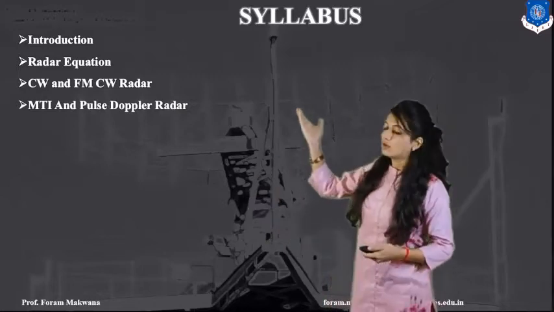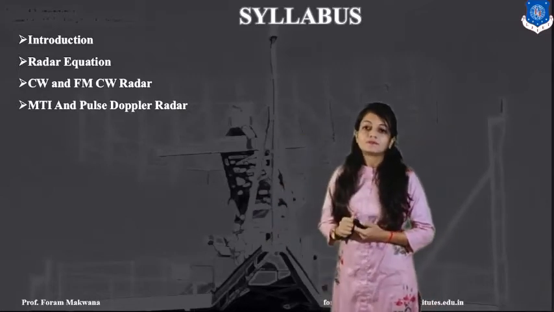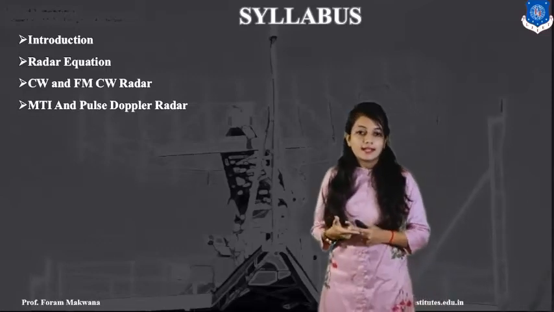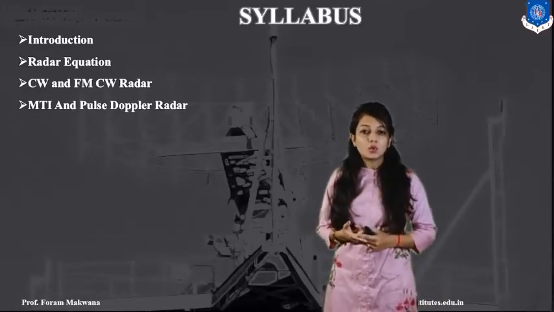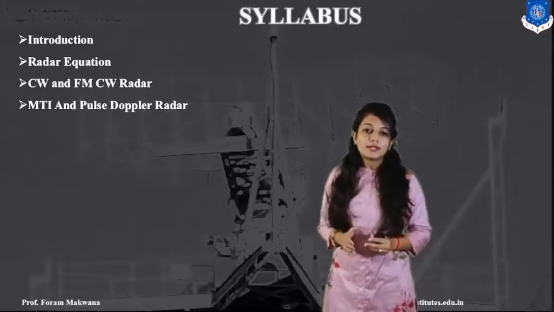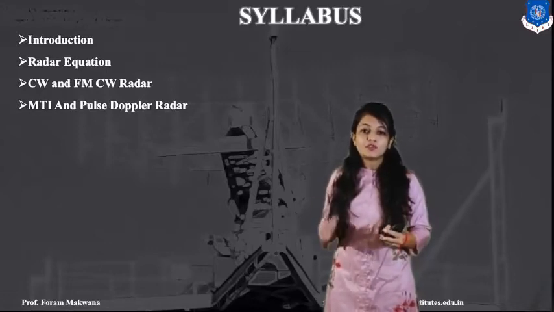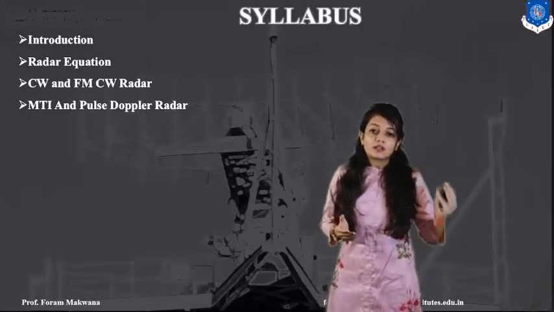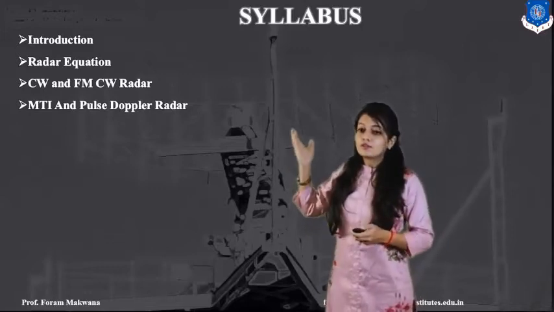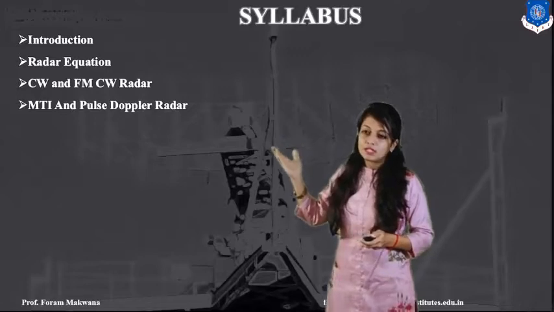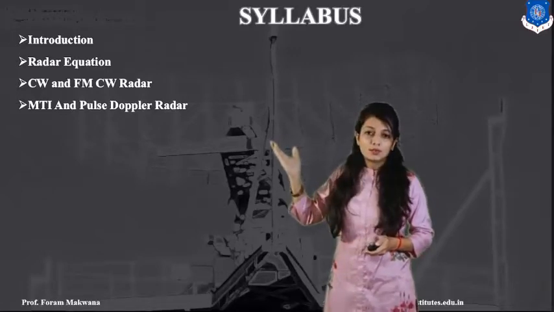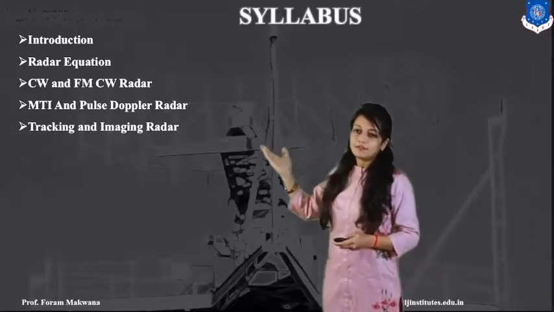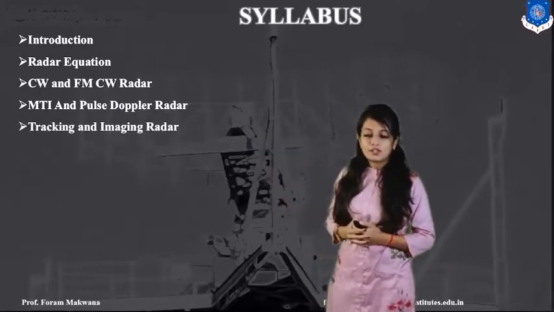In unit number 4, we will study the moving target indicator, pulse Doppler radar, how to detect the moving target in presence of fixed target, how to reduce the effect of the clutter, right? So in this chapter number 4, we will study the MTI and the pulse Doppler radar and the comparison between them.